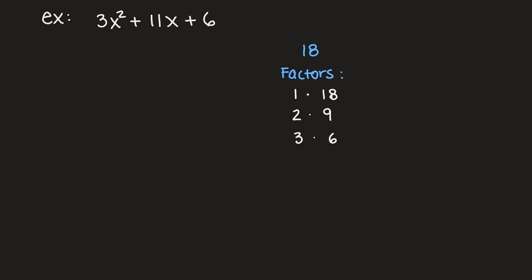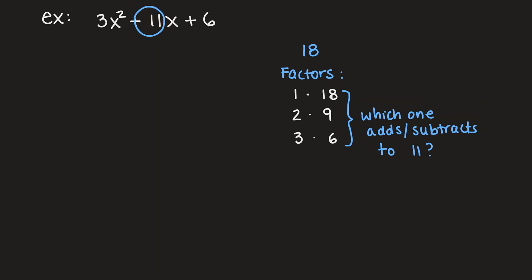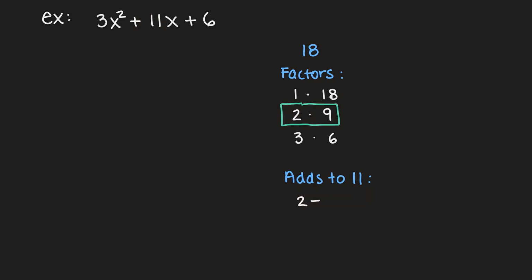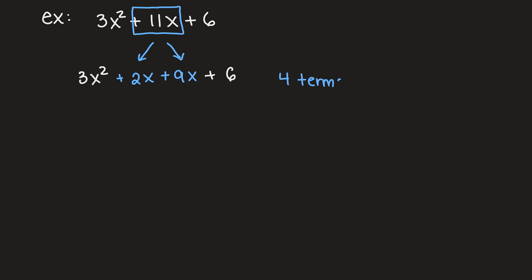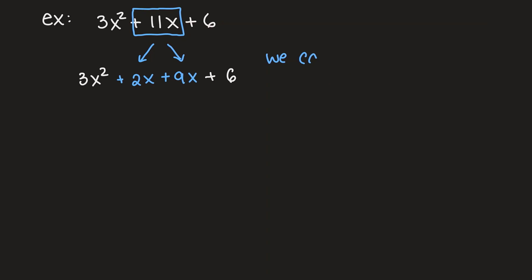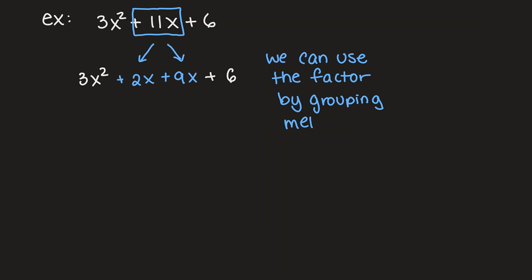Now we want to see if any of these factors, when added or subtracted, will give us 11. So if we do 2 plus 9, that will give us 11. So it must be these 2 factors. Therefore, we can break up the 11x as 2x plus 9x, and now we have 4 terms, which means we can now use the factor by grouping method.